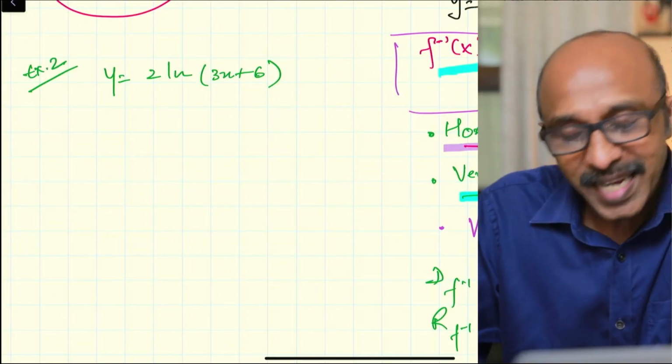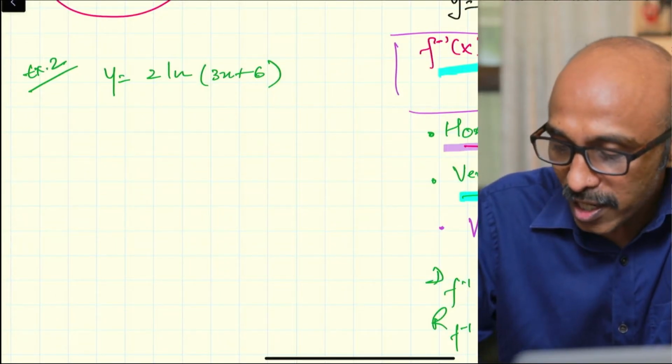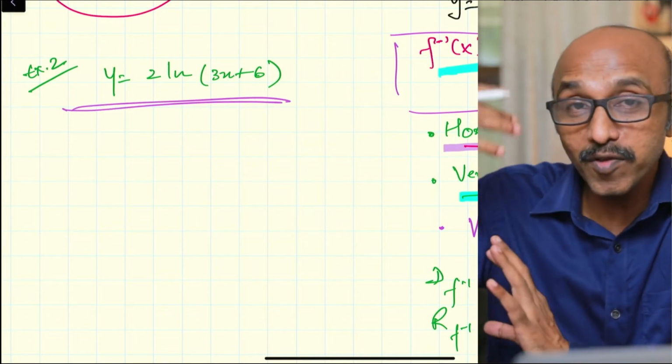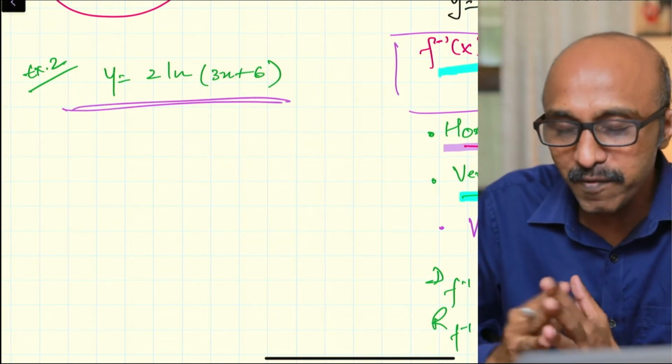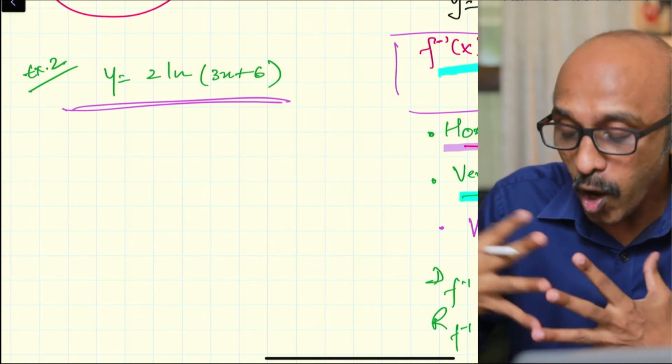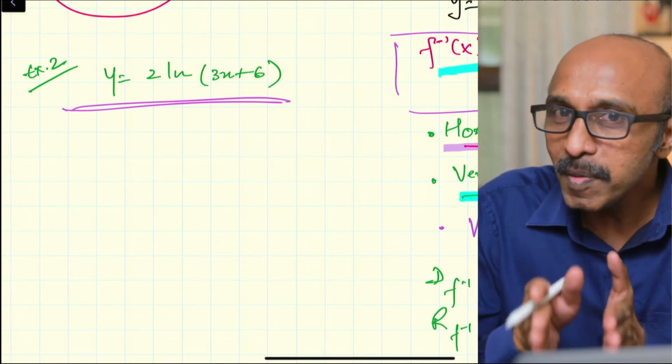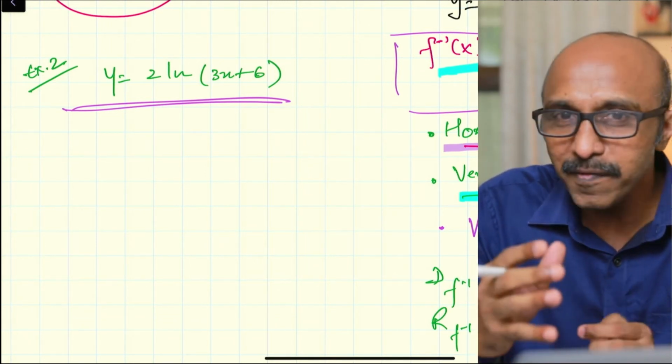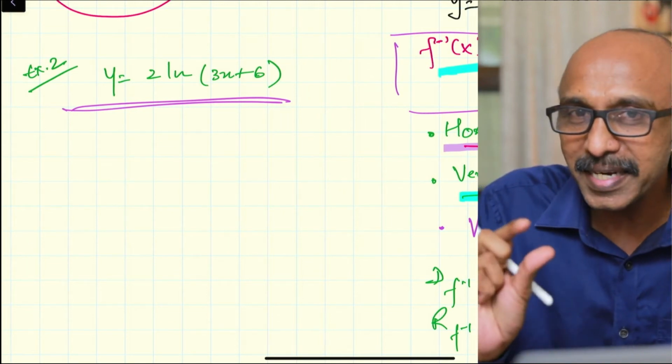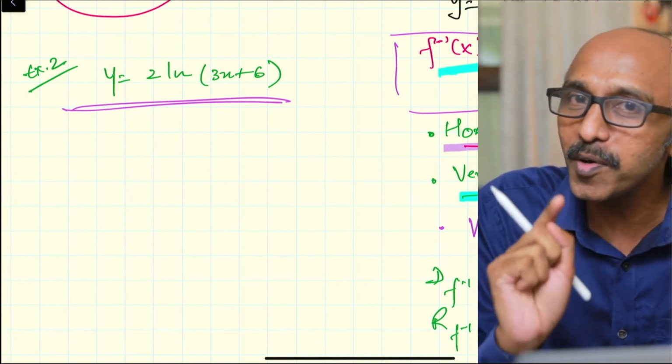Next example. This next function is a log function, a transformed log function. We saw a transformed exponential function earlier on, and now we're looking for the inverse of a transformed log function. But instead of taking the normal path of interchanging x and y and finding the inverse, we're doing things slightly differently. Bear with me, you are going to find this interesting.